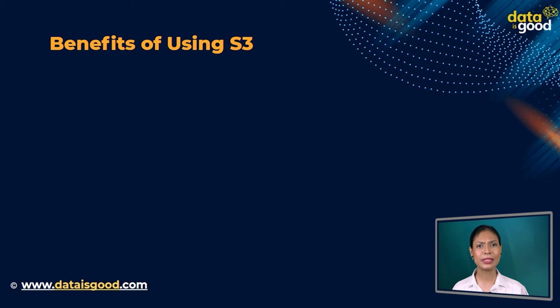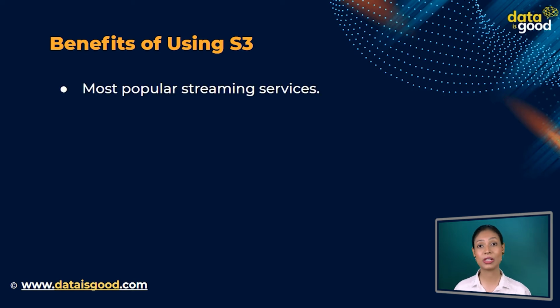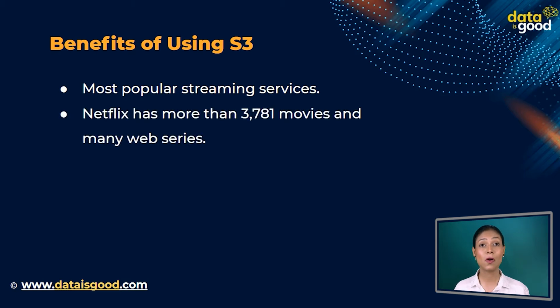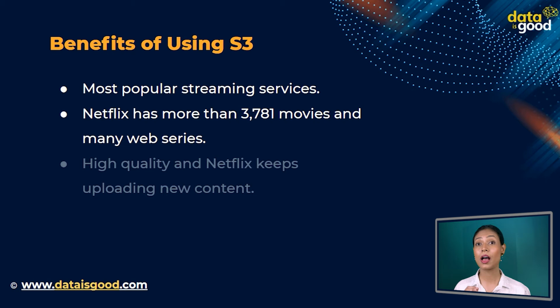We can understand it with the example of Netflix. Now, we all are well aware of Netflix, and I'm sure we all love spending time watching our favorite movies or web series. It is one of the most popular streaming services out there. As of 2020, Netflix has more than 3,781 movies and many web series as well. All the content is of high quality, and Netflix keeps uploading new content every week or every month. And we can see that we can store huge data easily.